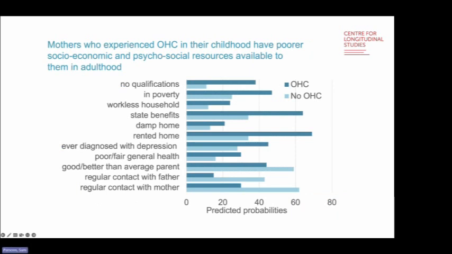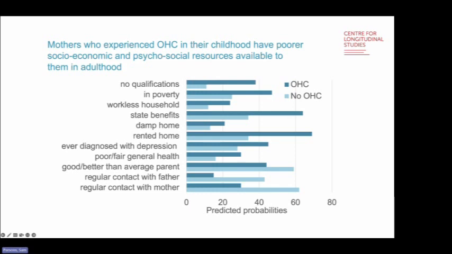What we found was that mothers who experienced out-of-home care in their childhood have poorer socioeconomic and psychosocial resources available to them in adulthood compared to other mothers. However, when their age, ethnicity and qualification levels are accounted for in the regression analyses, many differences in experiences during pregnancy, childbirth and parenting were no longer significant.